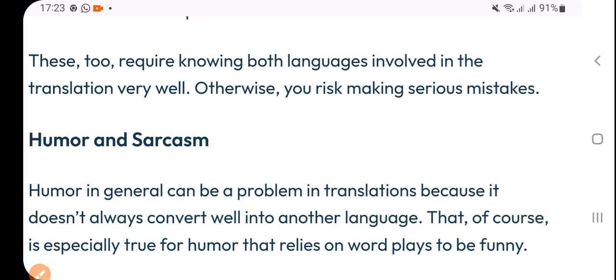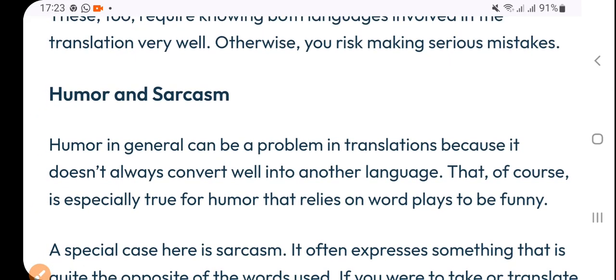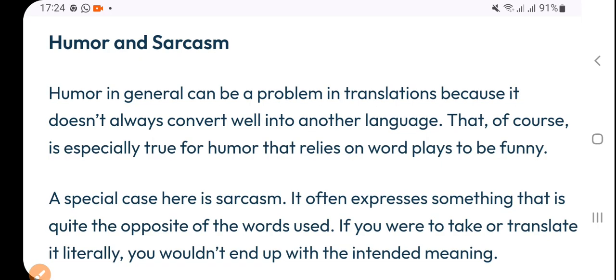These require knowing both languages involved in the translation very well, otherwise you risk making serious mistakes, right? That is why, because further we will come to know how it can be a serious mistake.